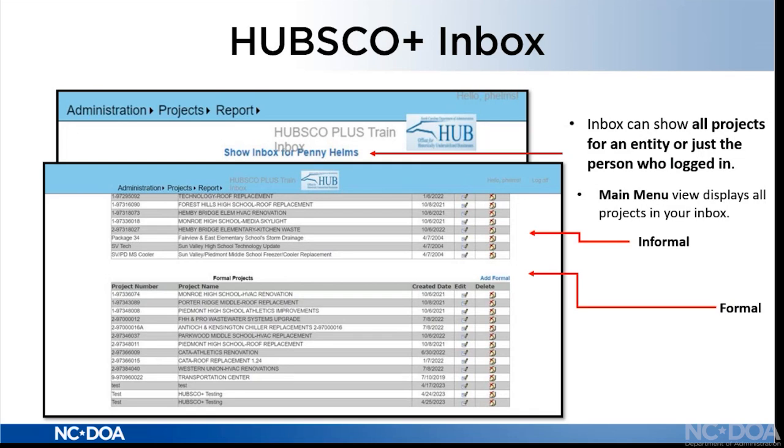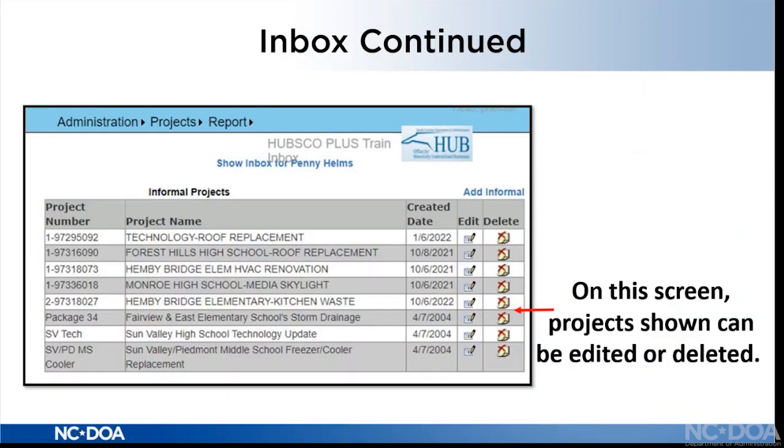So once you get in, there's a HUBSCO Plus inbox, and it will show all the projects for either an entity or the person who just logged in that are currently open. The formals will be at the bottom, the informals will be at the top, and it actually shows you, hey, these are the formal projects here, so the informals are the ones above. And you can switch back and forth between, I want to see all the projects from our agency versus I want to see all the projects just from me.